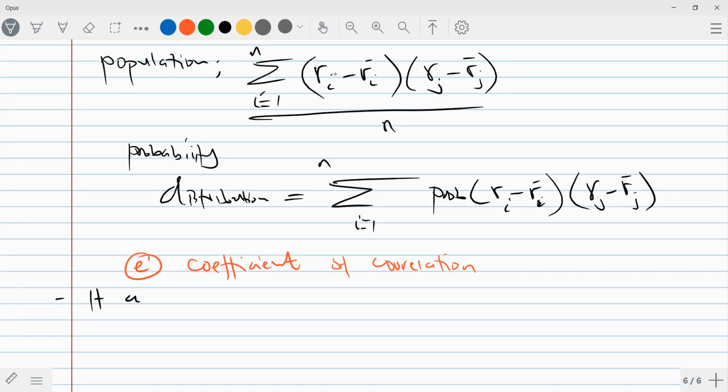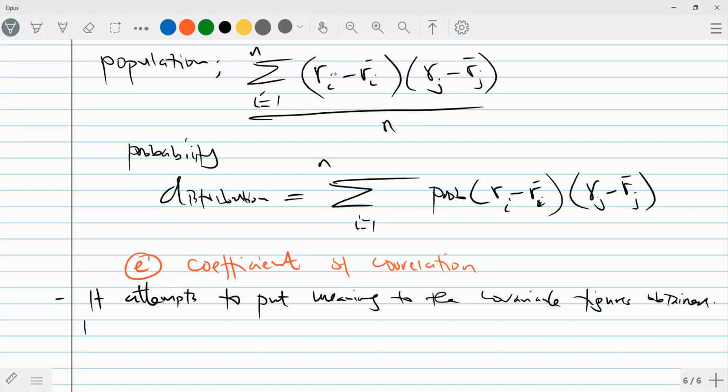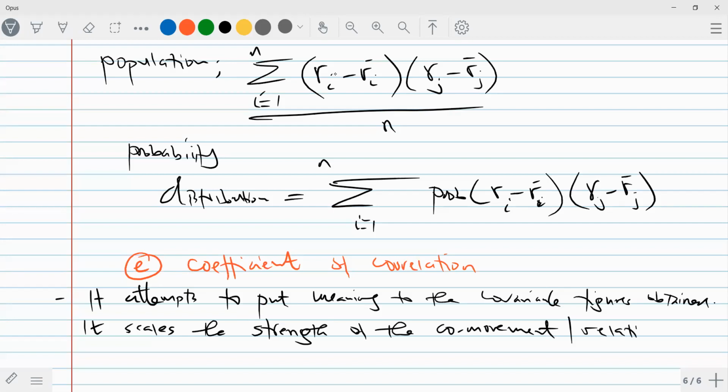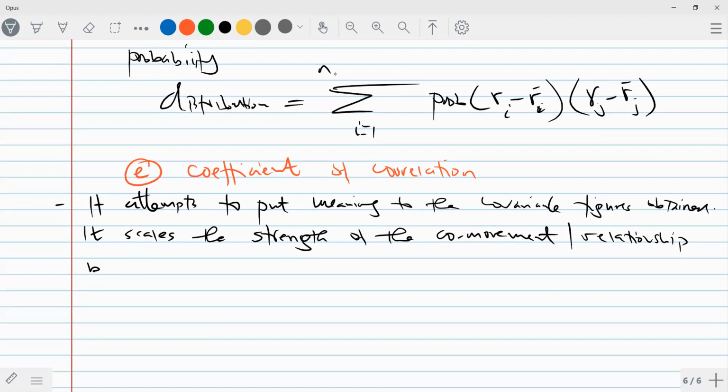It attempts to put meaning to the covariance figures obtained. It scales the strength of co-movement, or the strength of the relationship, between negative one and one. So you're trying to scale the relationship between one and negative one.